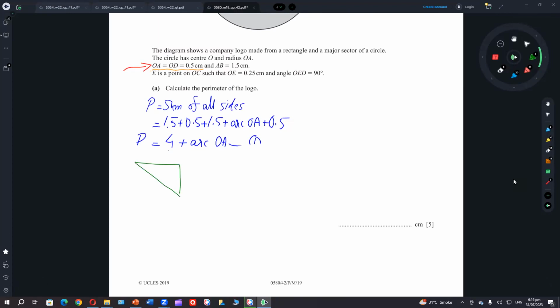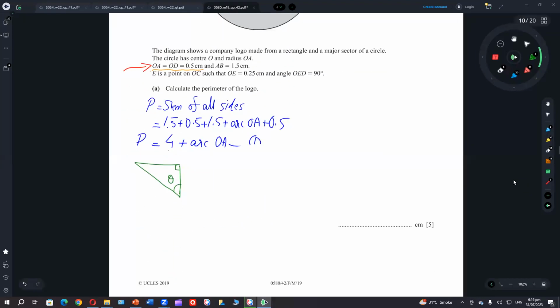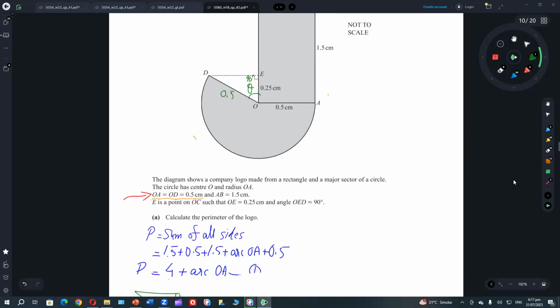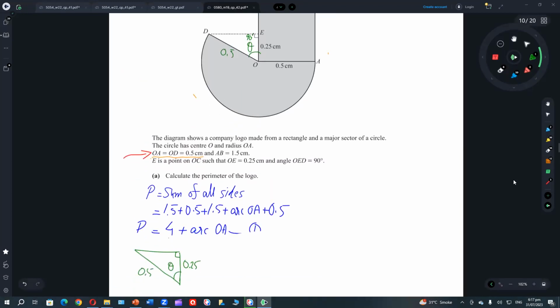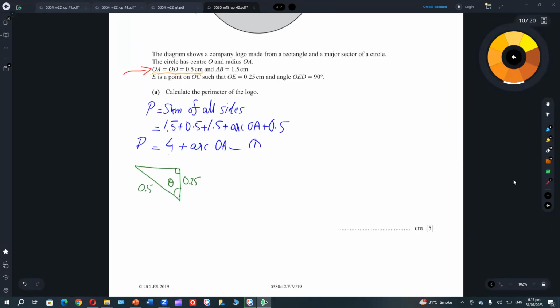This is the triangle, and this is the angle theta. This is 90. 0.25 and 0.5. Didn't it already give the angle? No, I have supposed theta myself. 90 is a right angle triangle, so 90 can't be taken. It's not the angle we want.